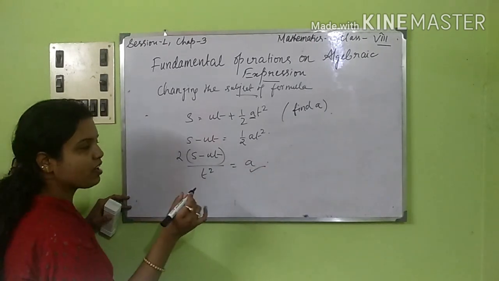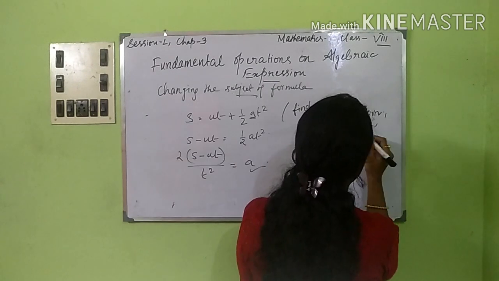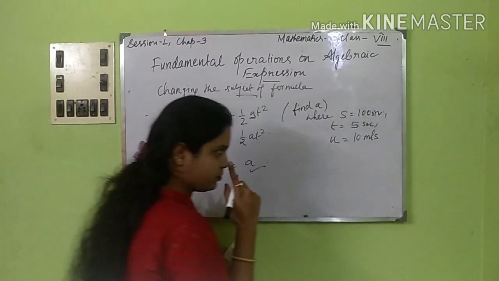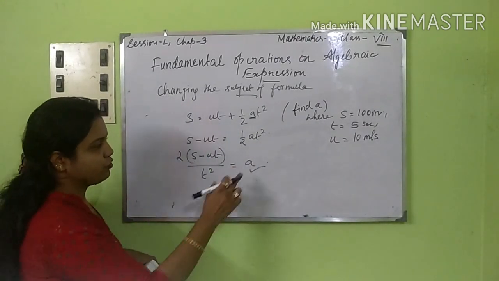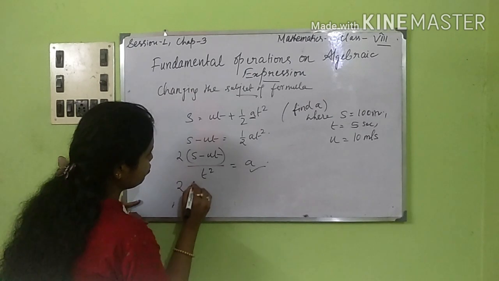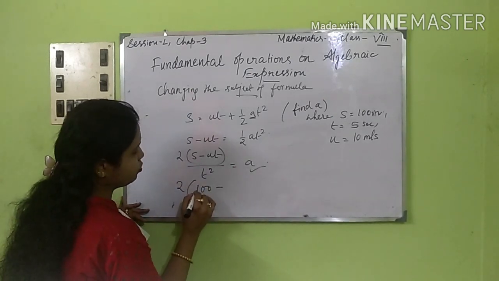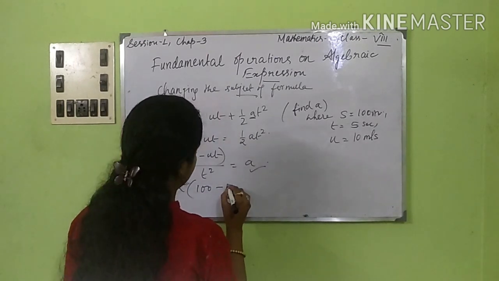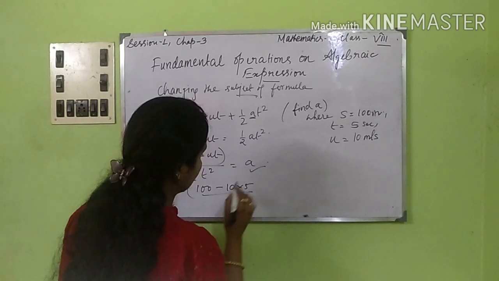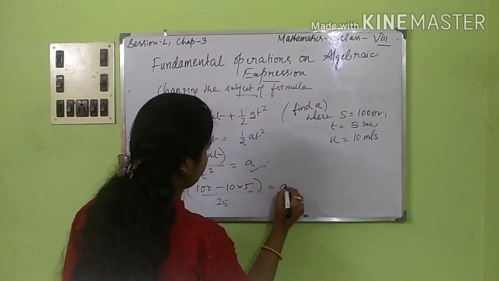Now suppose you have been given: find a, with S as 100 meter, t as 5 seconds, u as 10 meter per second. So this was the value. I have to find the value of a. So there you will write 2 into S, which is 100, minus u, which is 10 into 5, by t square. 5 square means 25. So that is equal to a.